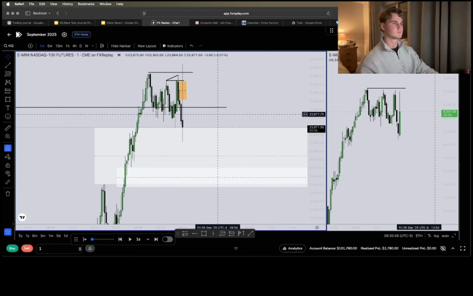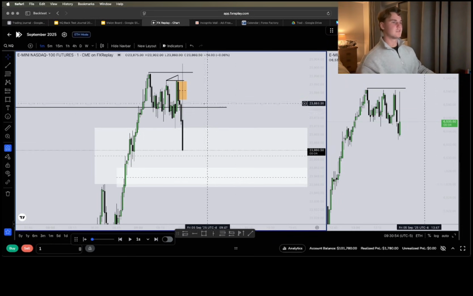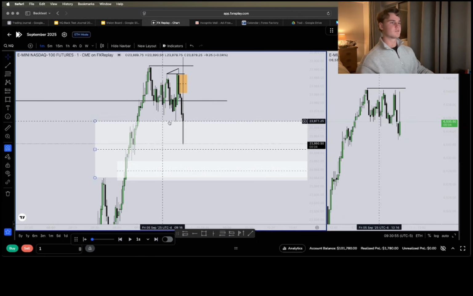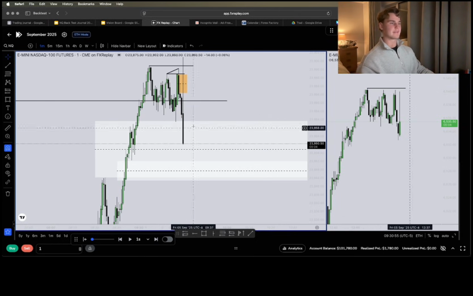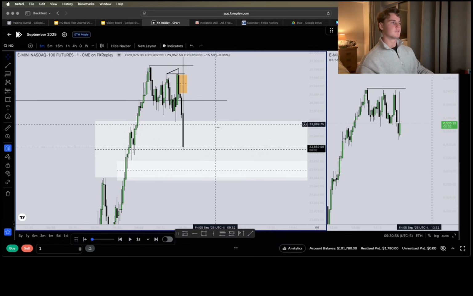Okay. So we do see a displacement through these lows here, disrespecting these lows. We're not respecting them as a manipulation, which is telling me what? Price is continuing lower to manipulate lows multiple times. Now, let's just see what price does here.